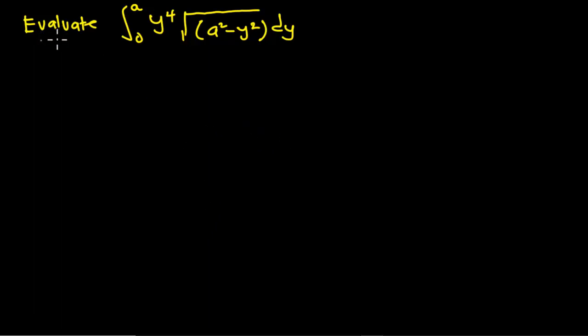In this video, we want to evaluate the integral from 0 to a of y to the power 4 multiplying the square root of a squared minus y squared dy.